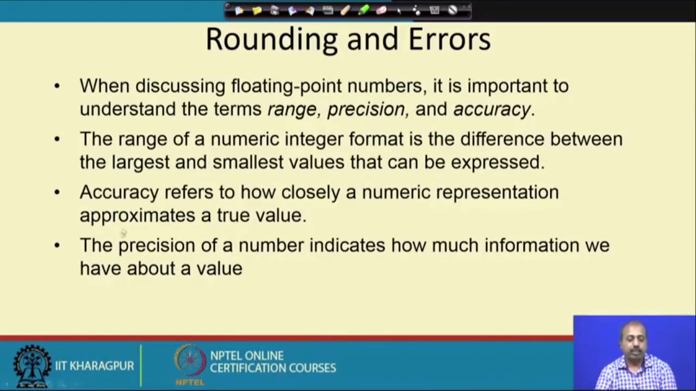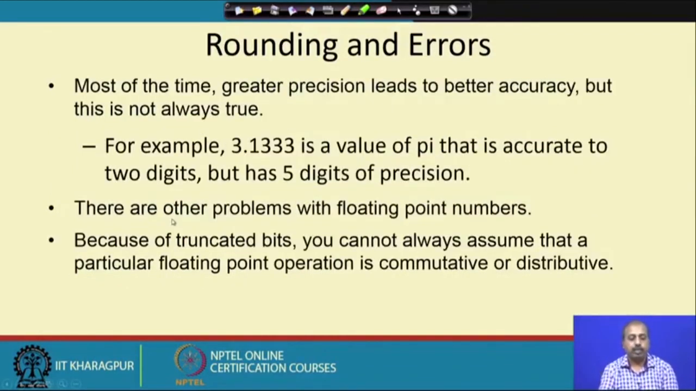So, apparently it seems that if the precision is high, then the accuracy will also be high, but that is not always the case. For example, suppose we are representing the number pi and we have stored the number as 3.1333. Now, you see that the value of pi that we have here is accurate only up to 2 places after the decimal. But while storing it, I am storing a value which has 5 digits of precision. So, 3 1 and this 1333. So, total 5 digits are stored. So, that way the amount of accuracy and the amount of precision are not necessarily the same. So, they may be different.